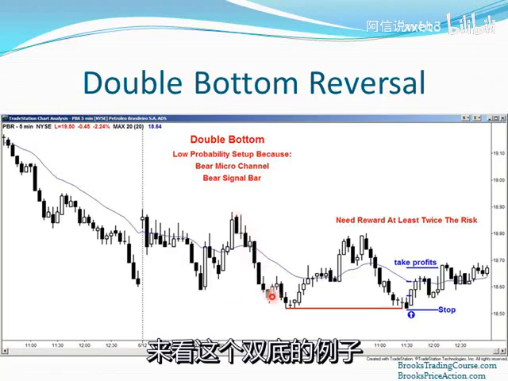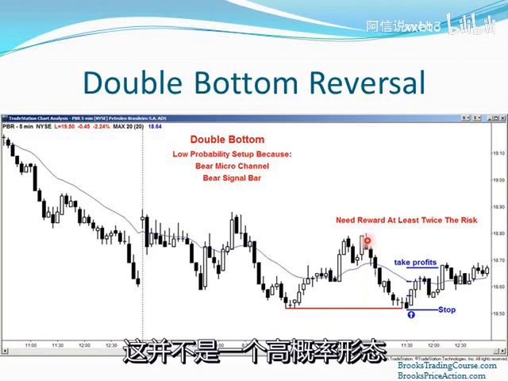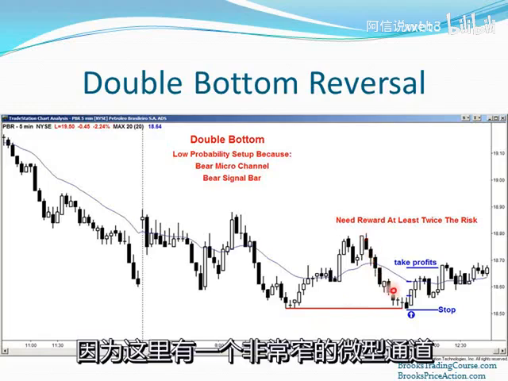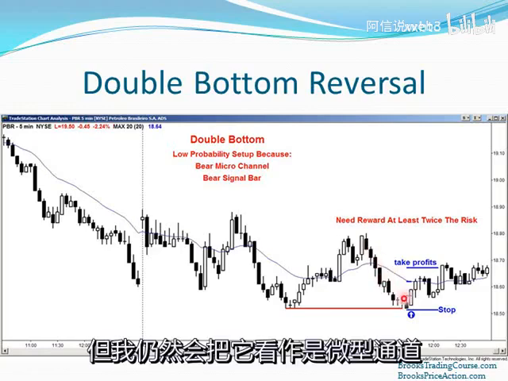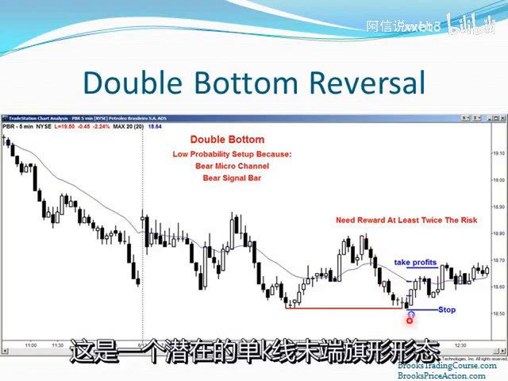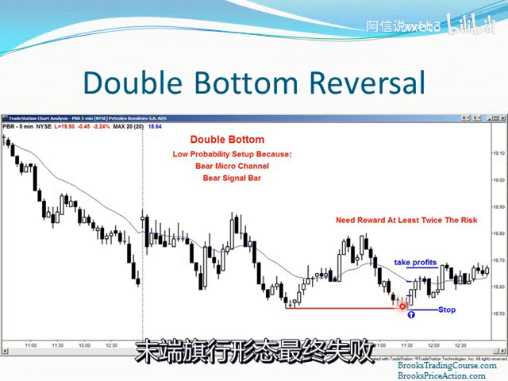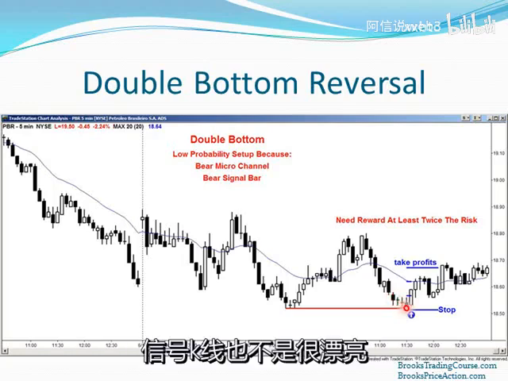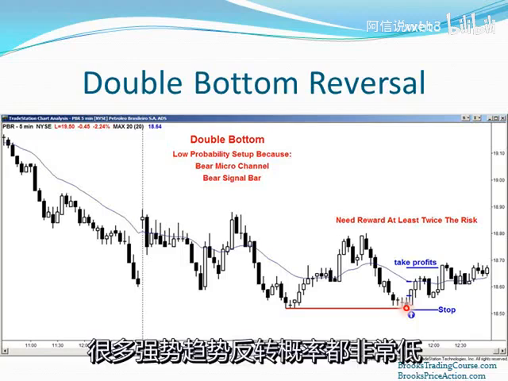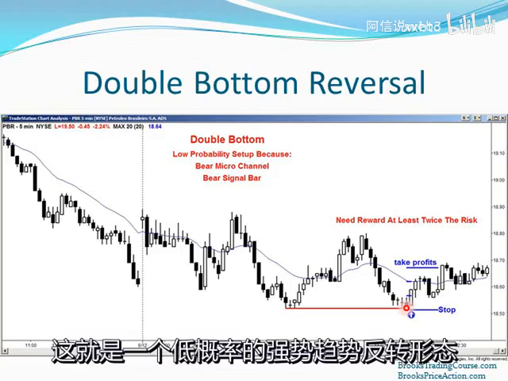Here's an example of a double bottom. It's not a high probability setup because we have a pretty tight bear microchannel. We have a pullback here, but I would still call this a microchannel, and a possible one bar final flag here, and then a final flag failure, but the signal bar is not all that good. A lot of major trend reversals have low probability, and this is an example of a low probability setup.